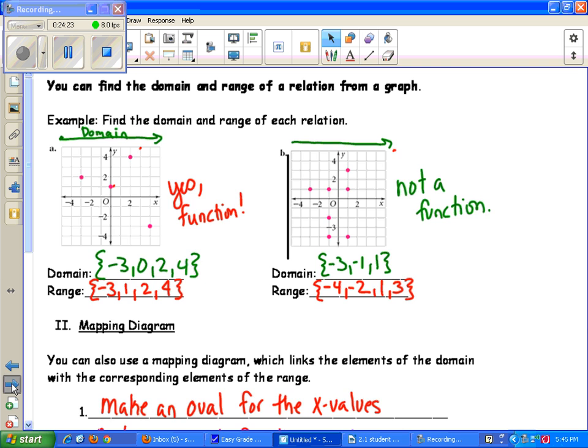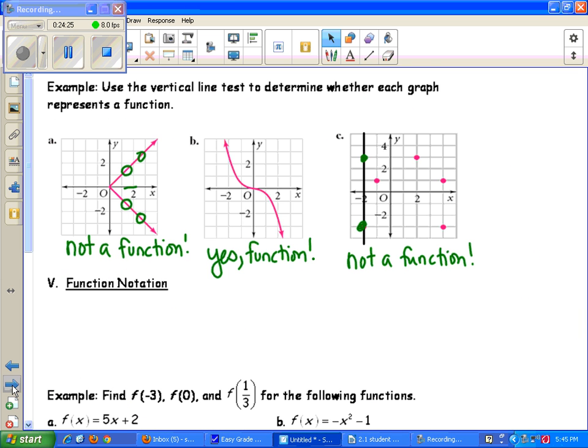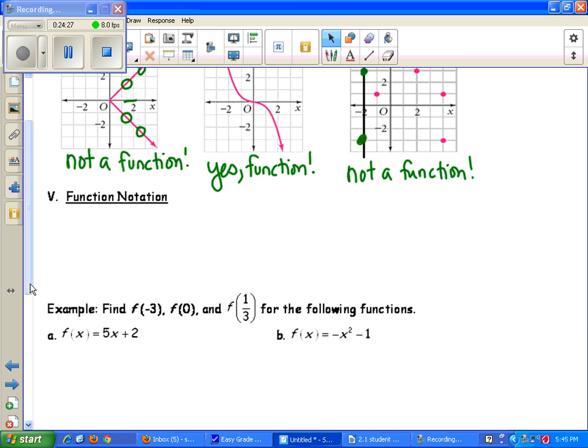Okay, so let's go back to our other page. Now we're also going to talk about function notation. We have used equations before when we talked about slope-intercept form and things like that. Let's just say we had the equation y equals 2x plus 7. This should look familiar. This is slope-intercept form. 2 is my slope, 7 is my y-intercept, but we don't really need to talk about that right now.